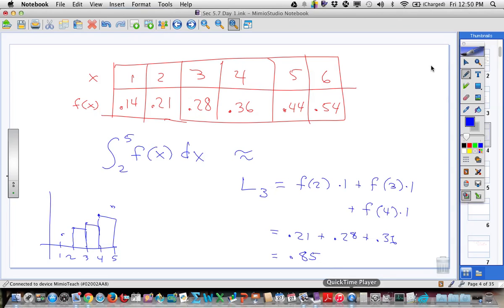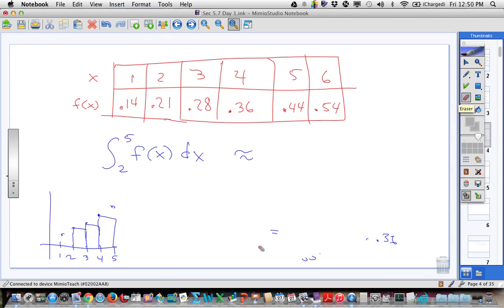Okay, let's do this again, except let's change this a little bit. Let's do the integral from 1 to 5, and let's do it with an M2 calculation. M2 means 2 midpoint rectangles. 2 midpoint rectangles.